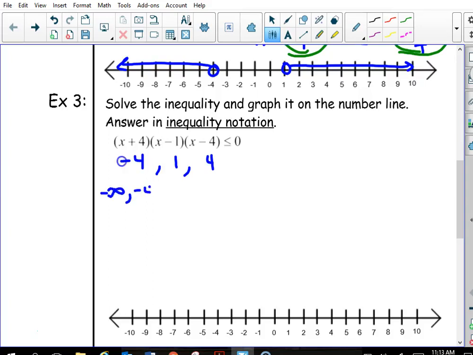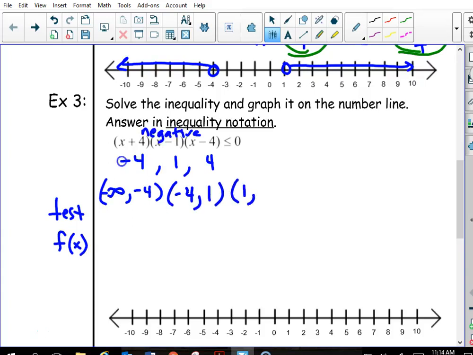-infinity to -4, and we want a test point, and we want to figure out the value of f of x. And what are we aiming for? This is less than or equal to 0, so we're looking for where it's negative. And -4 to 1, 1 to 4, and 4 to infinity. Good test points. Let's try -5, 0, 3, 2 would work, and 5.